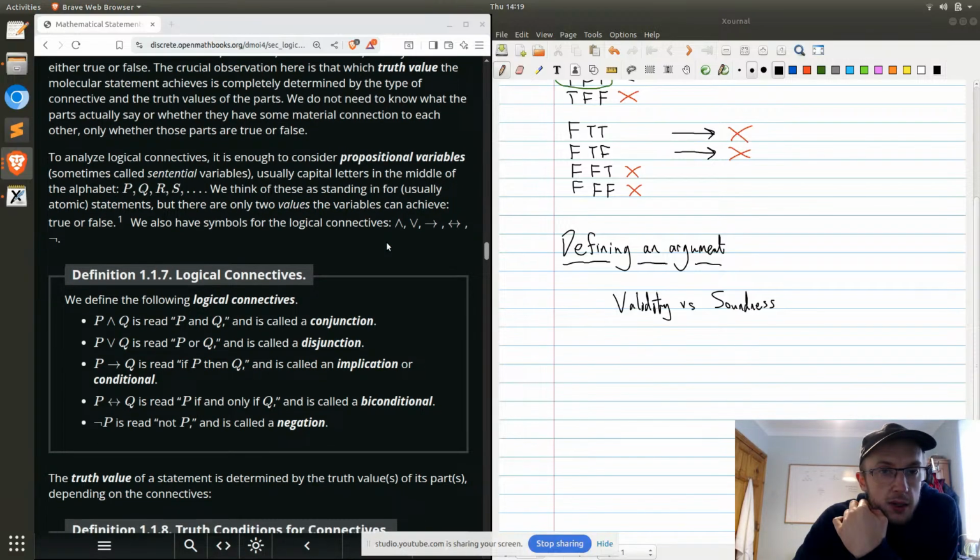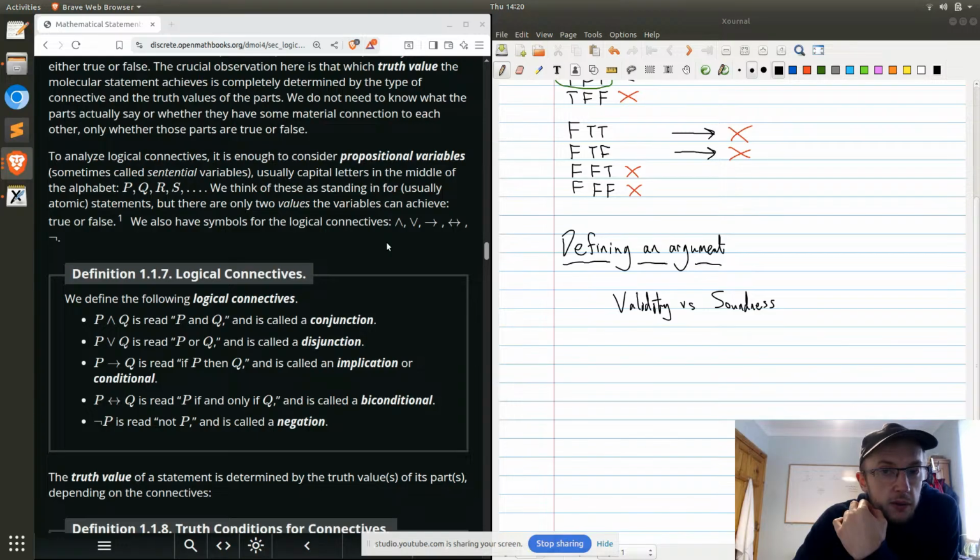To analyze logical connectives, it is enough to consider propositional variables, sometimes called sentential variables. Usually capital letters in the middle of the alphabet, like P, Q, R, and S. We think of these as standing in for usually atomic statements, but there are only 2 values the variables can achieve, true or false. We also have symbols for the logical connectives.